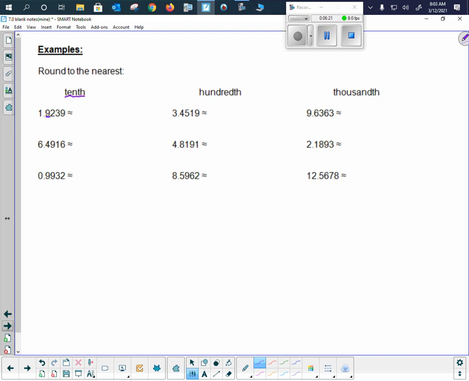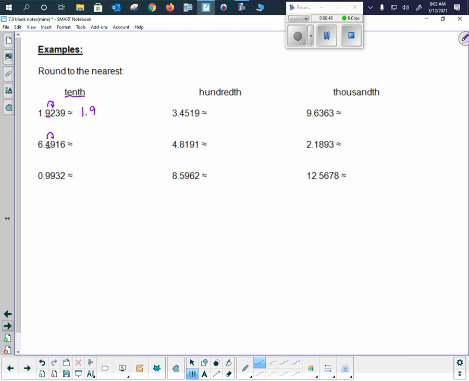All right, so I'm going to underline the 9. That means I am looking at the 2. The 2 is the only thing that tells me to change the 9 to a 10, if you will, or leave it a 9. The 2 says round down, right? Which means leave the 9 alone and just make it 1.9. There's your final answer.